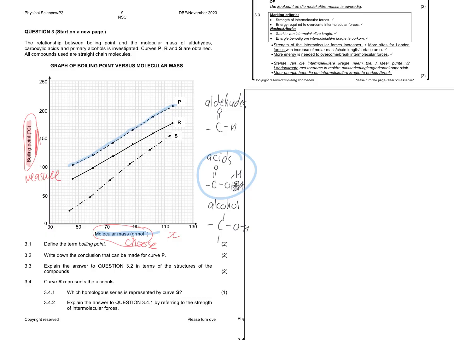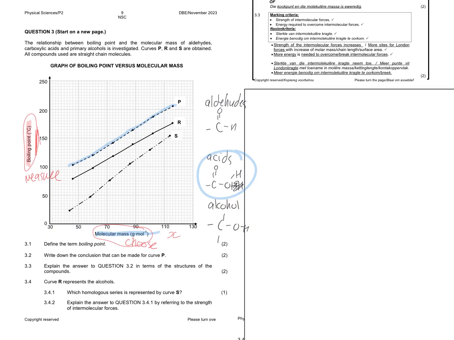So if the molecular mass increases, the size of the molecule increases, which means the surface area is bigger. So there are more sites for intermolecular forces to form, which means the boiling point will be higher. The more sites there are for the intermolecular forces, the stronger the intermolecular forces. So if there are different types of intermolecular force, you can just say that hydrogen bonding is stronger than London, or hydrogen bonding is stronger than dipole-dipole.